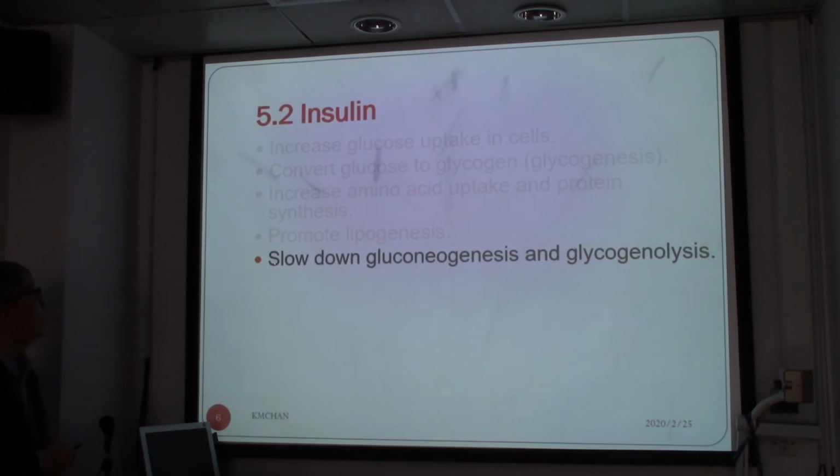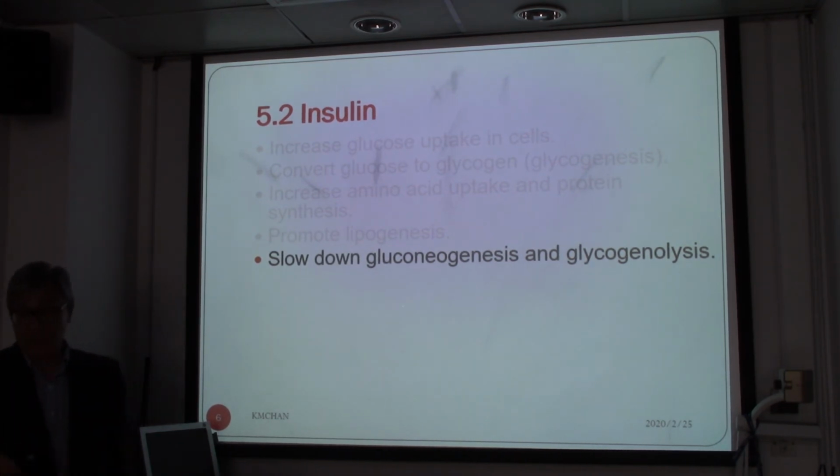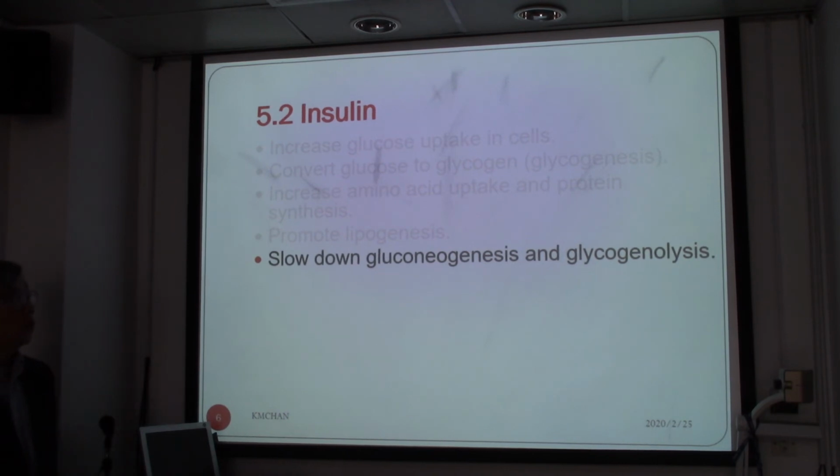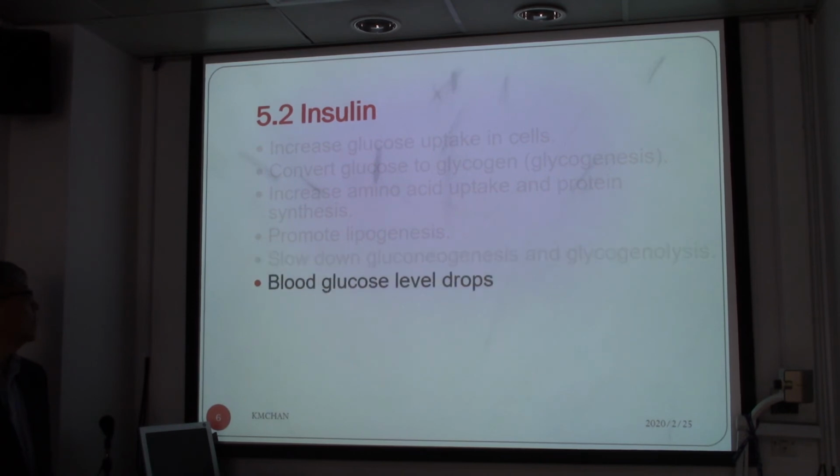Okay, this insulin could slow down gluconeogenesis and glycogenolysis. That's mainly to counteract the effects of glucagon because we don't need to make more glucose. So obviously that would bring down the blood glucose level, dropping it to normal levels.